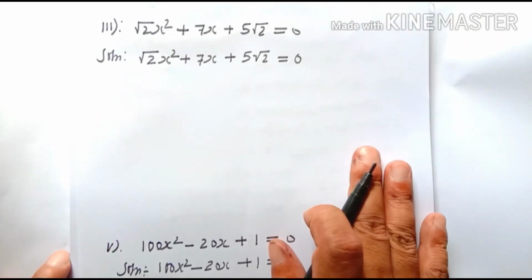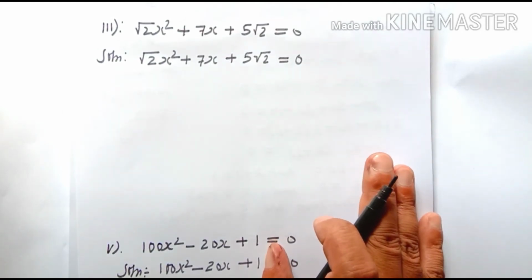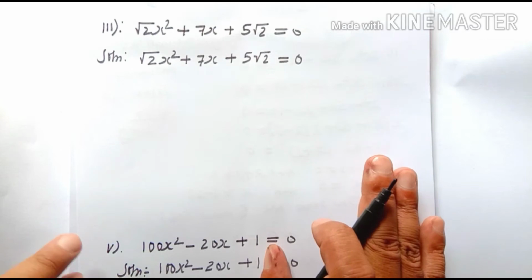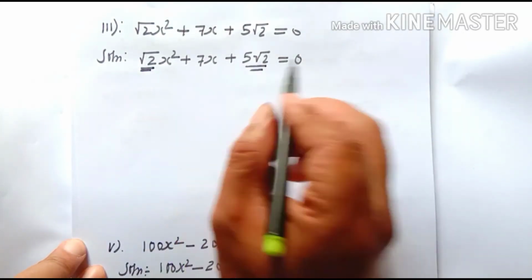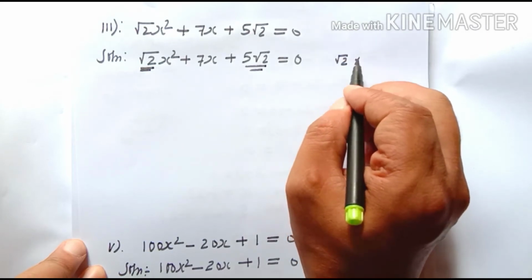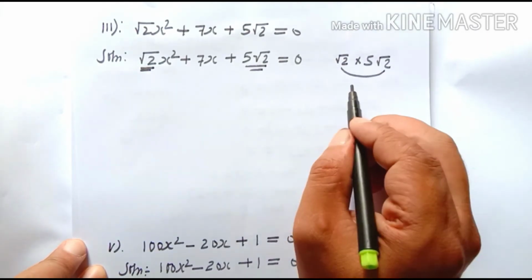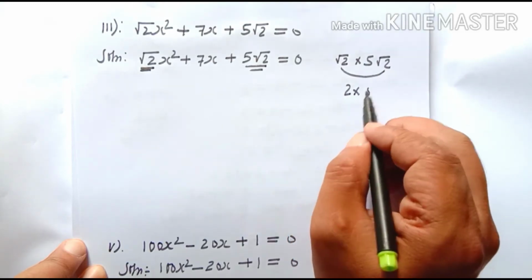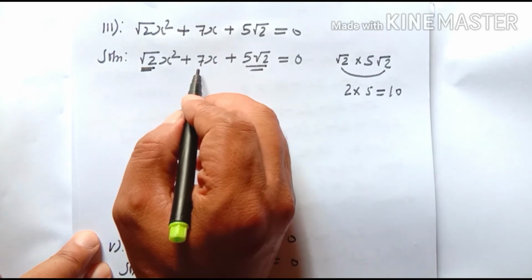The third one, root 2 x squared plus 7x plus 5 root 2 equals 0. Take the product of these two values: root 2 into 5 root 2. Root 2 into root 2 is 2, 2 into 5 is 10, so the product is 10. The sum we need here is 7.